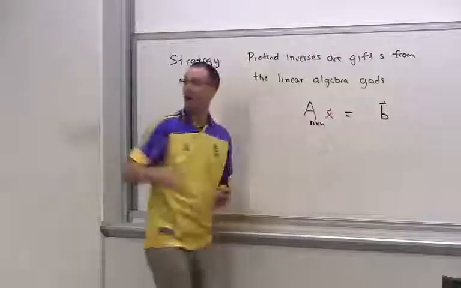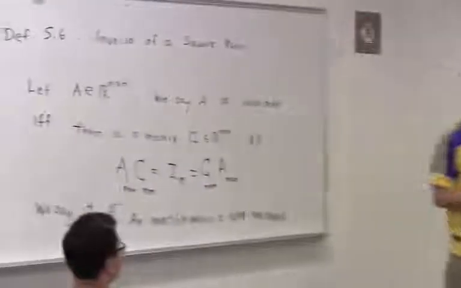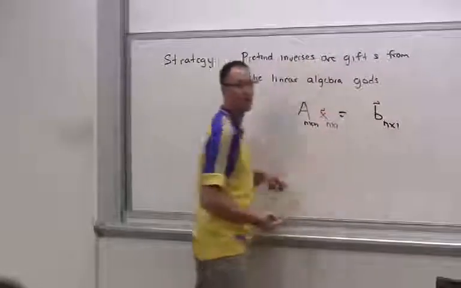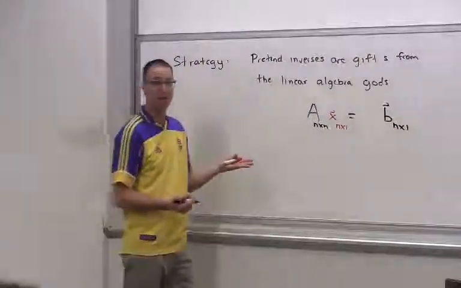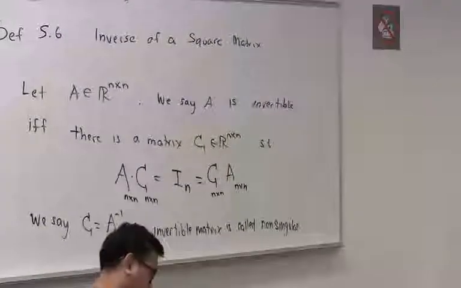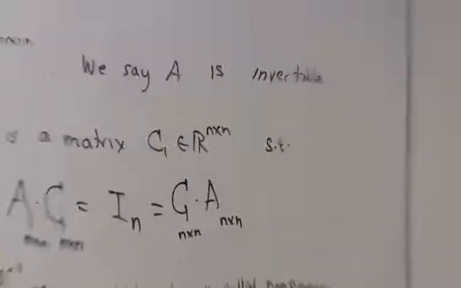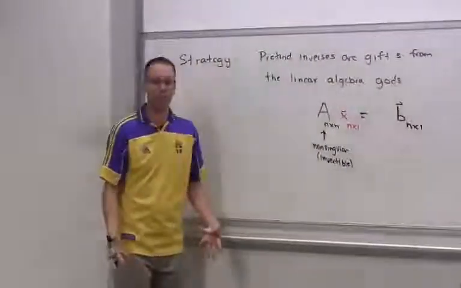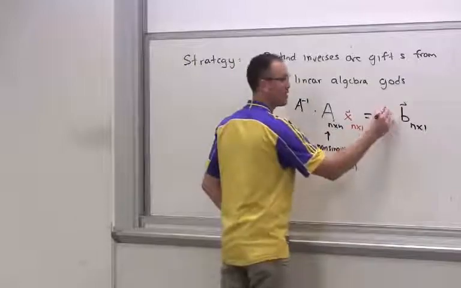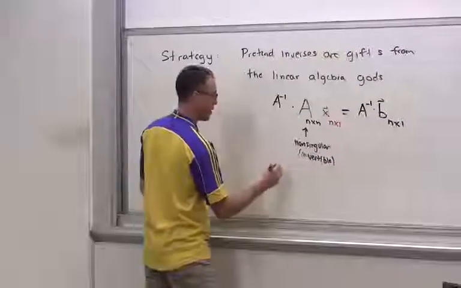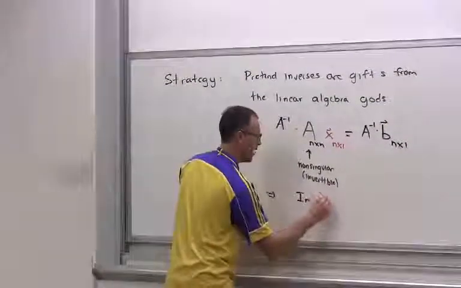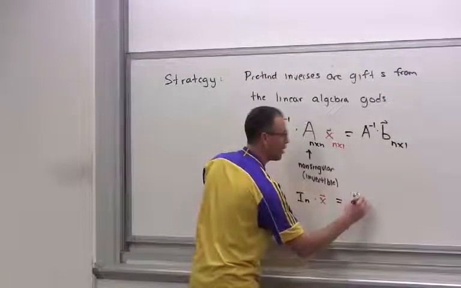What does non-singular mean? What's another way to say non-singular? Invertible. What's another way to say invertible? What does it mean for a matrix to be invertible? It has an inverse, right? So this thing is non-singular, aka invertible. And somehow I'm just sitting there and an inverse just falls on my lap, right? In other words, if I take A inverse and I multiply on the left-hand side, what's the claim? Multiply on the right-hand side, what did we say about A inverse times A? That's the identity matrix.